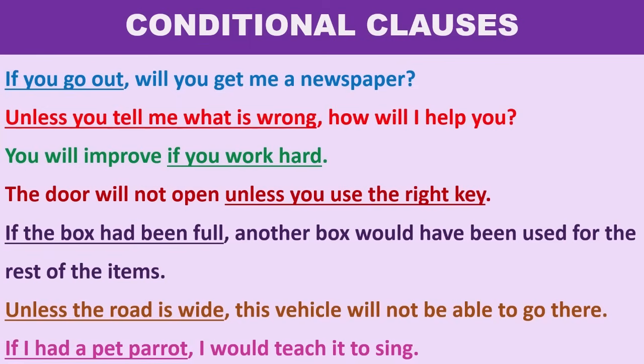If the box had been full, another box would have been used for the rest of the items. You have many items to put in boxes. So if the box had been full, the first box, then you would take another box, a second box. So another box would have been used for the rest of the items is the main clause.